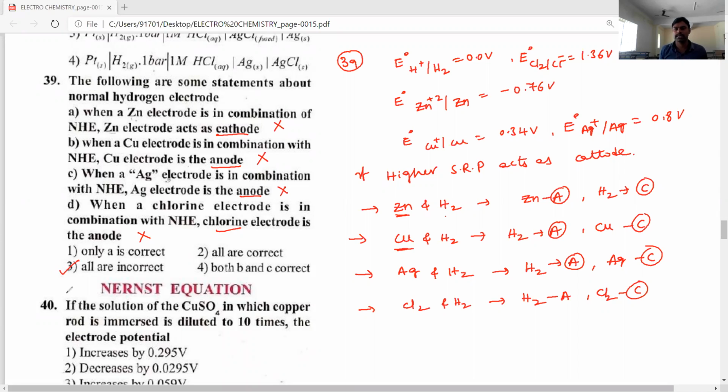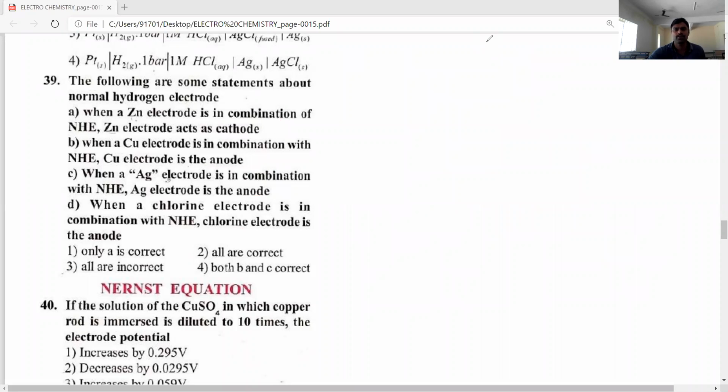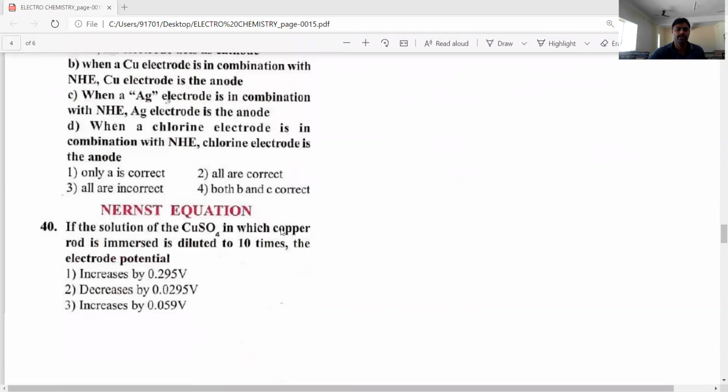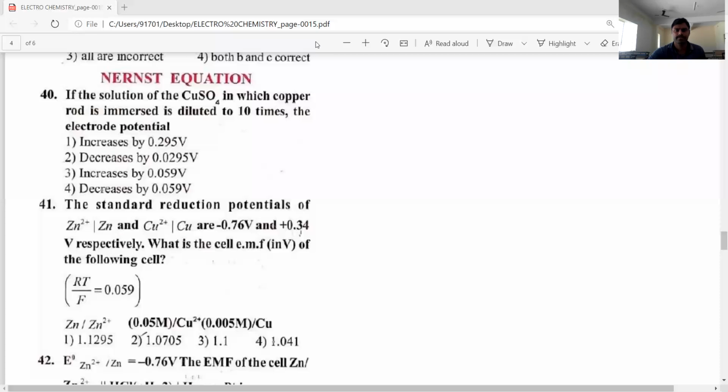All are incorrect statements. Okay students, let's see the next important questions related to Nernst equation. Nernst equation questions are very important and all are easy only. Just the Nernst equation we have to remember. Okay, let's see that 40th question.